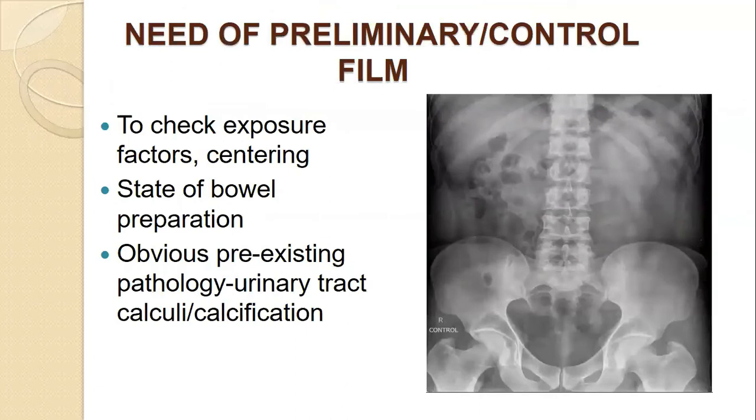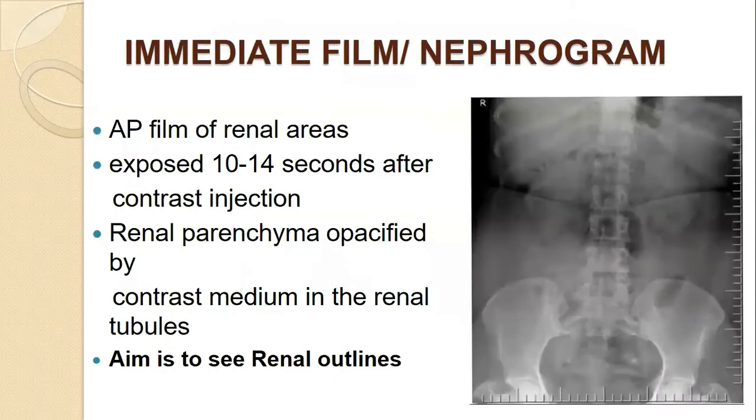So this is the control film, and you can see the limits of the KUB, bowel preparation, and pre-existing pathologies. Is there any calcification and calculi? Then after that, you can compare with the immediate film, the nephrogram phase. It's always an AP view film, and we take this film immediately after IV contrast. So the aim is to see the renal outlines in the nephrogram phase.